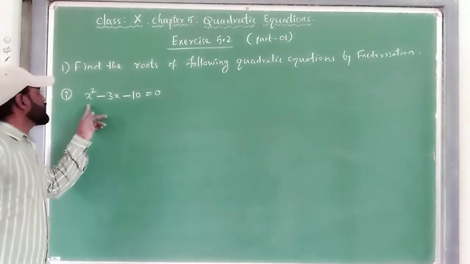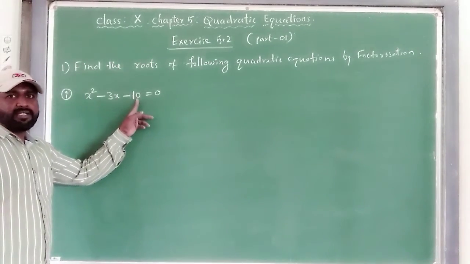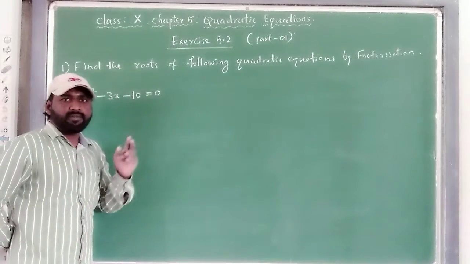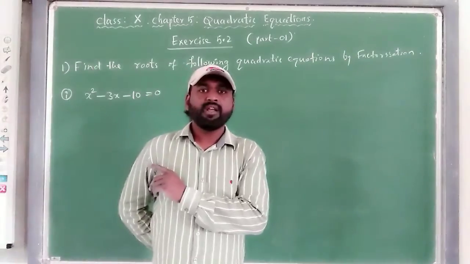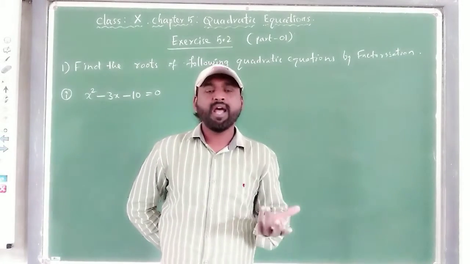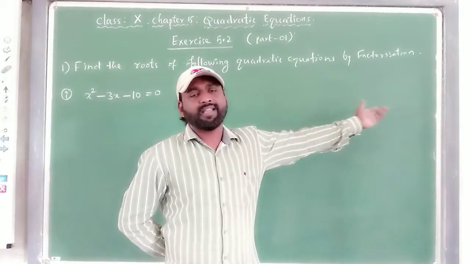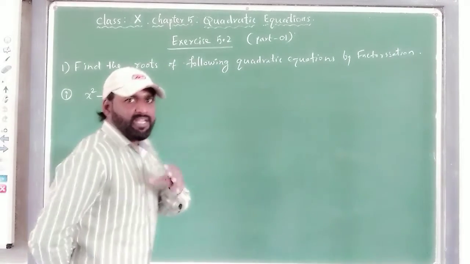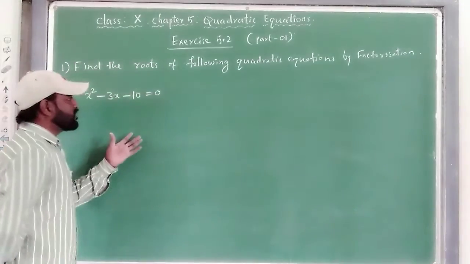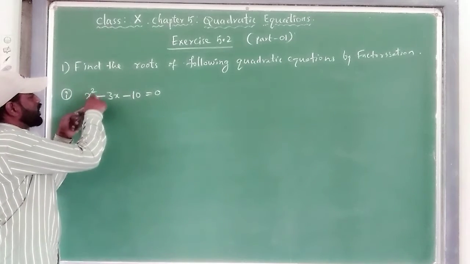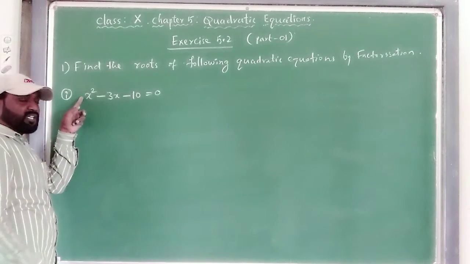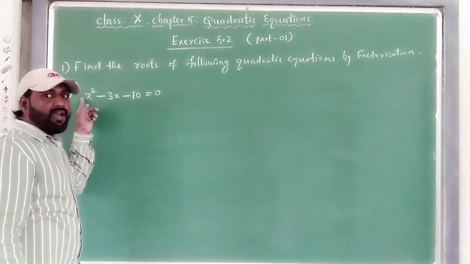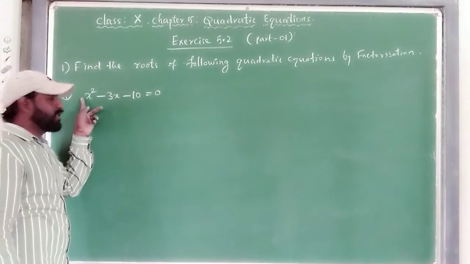What is given? x square minus 3x minus 10 is equal to 0. For this equation, we have to find the roots by using the factorization method. How to factorize the given quadratic equation? Very important and easy one. Just observe carefully. Here, x square is the first term. What is the coefficient of x square? No number is written. That means you have to treat 1 as the coefficient of x square.